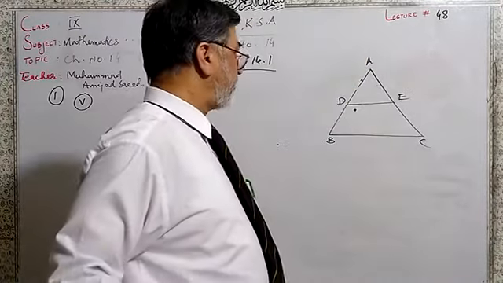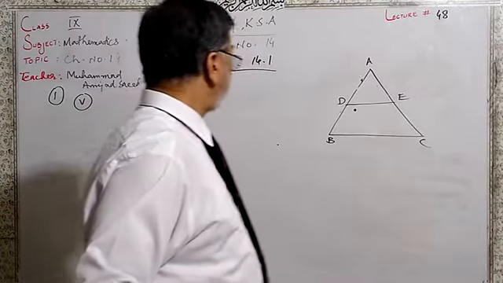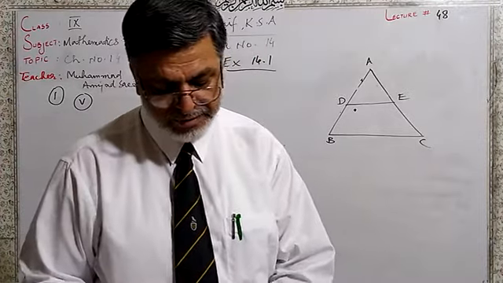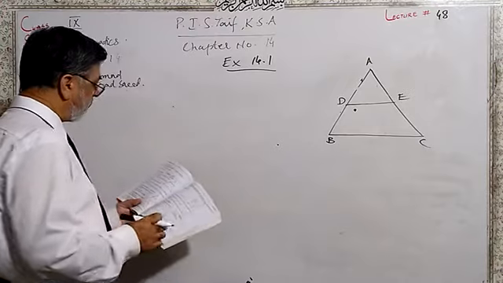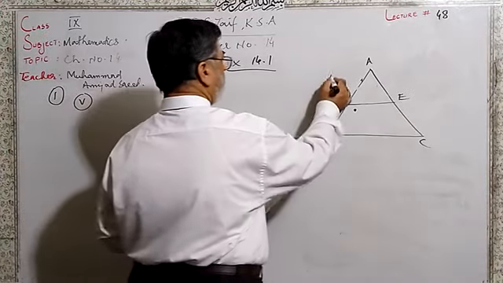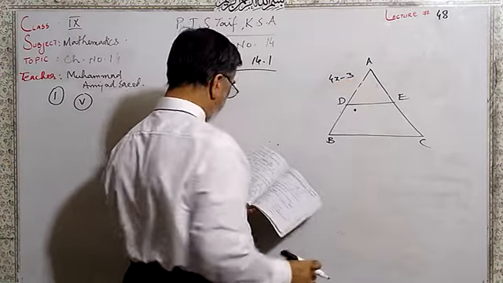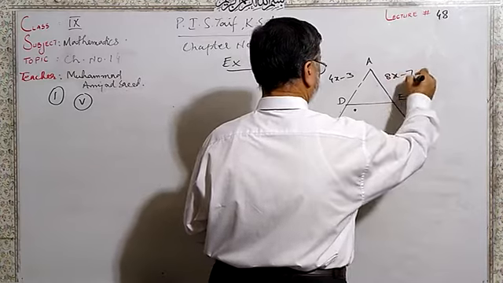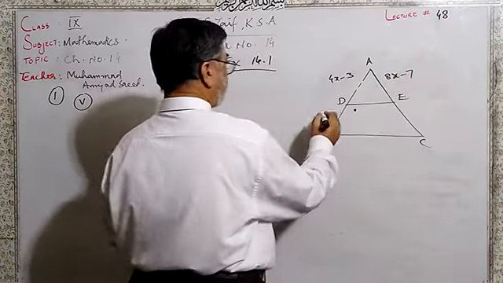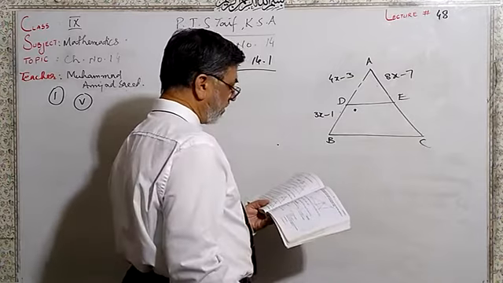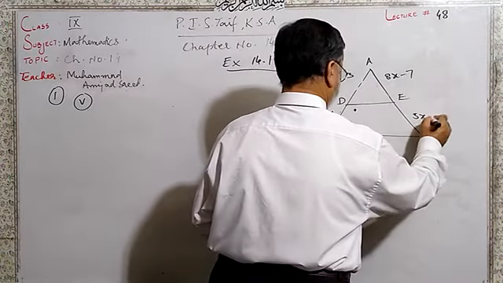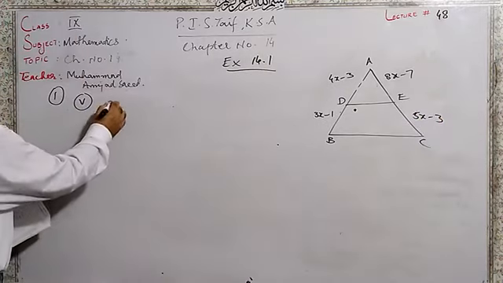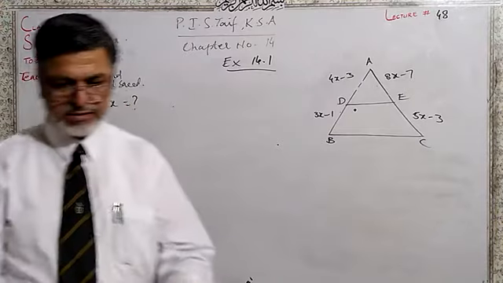Today we will continue our lecture number 48 and exercise number 14.1, question number 1, part 5. In part number 5, AD is given as 4x minus 3, AE is 8x minus 7, BD is 3x minus 1, and CE is 5x minus 3. Find the value of x.